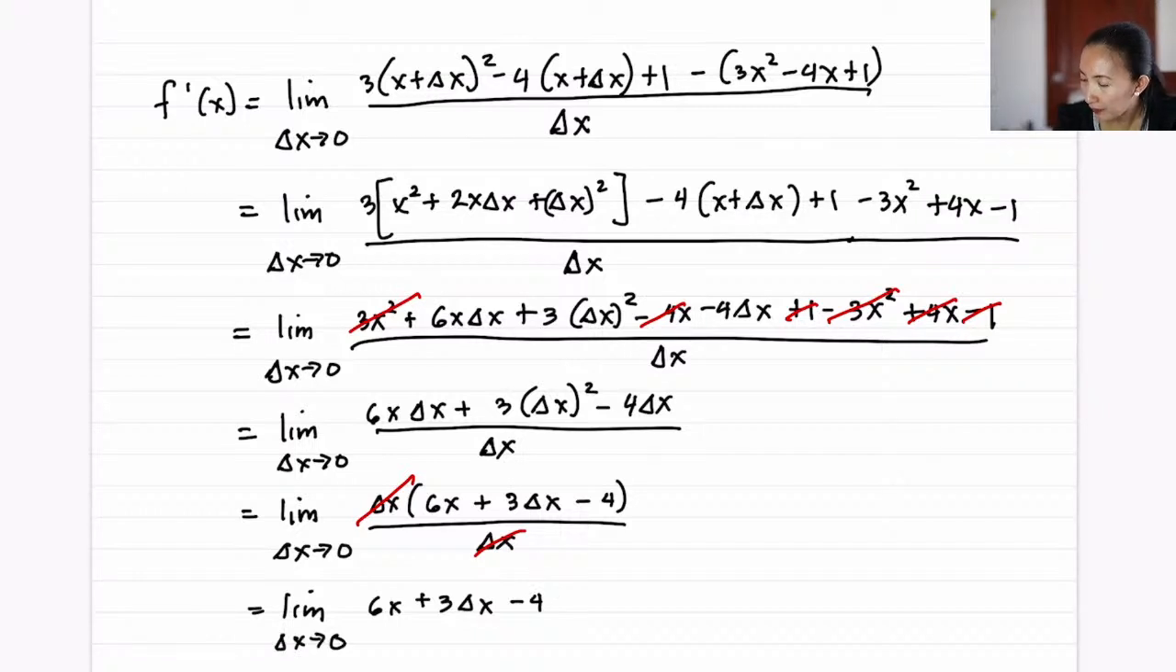Okay, evaluate. What can you say about limit of 6x? Okay, limit of 6x as delta x approaches 0 is 6x itself. Diba? Tama? 6x.